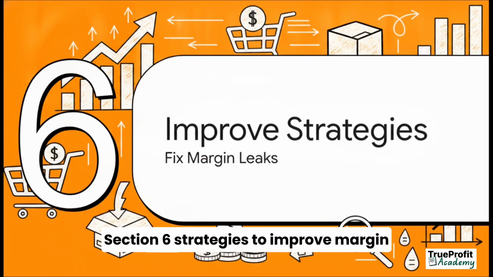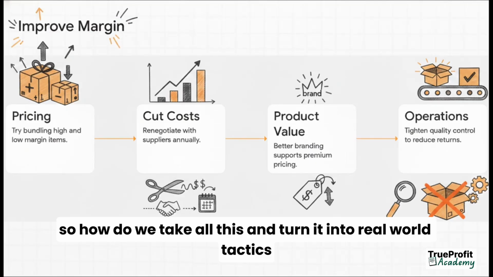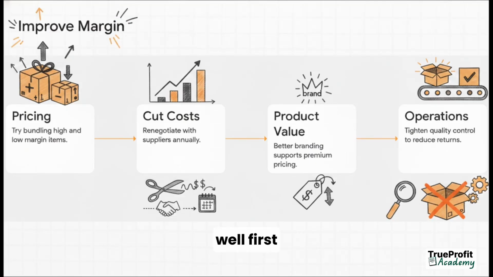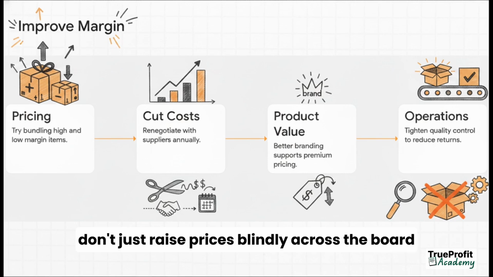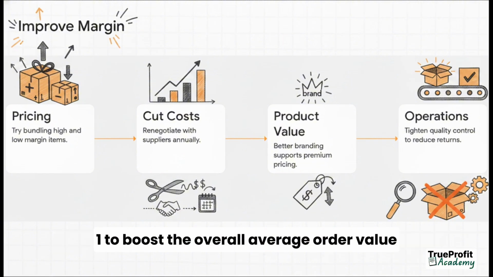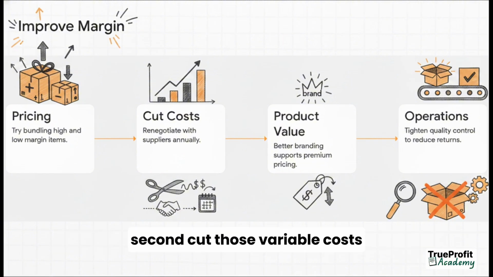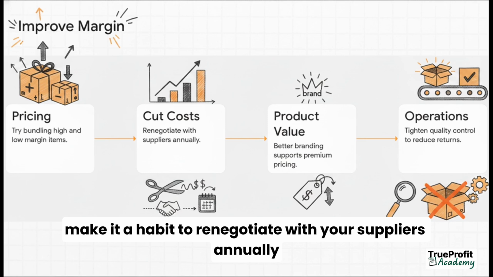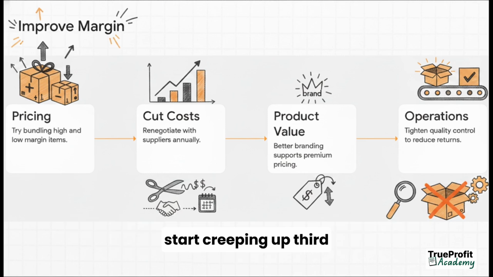Section 6. Strategies to improve margin. So, how do we take all this and turn it into real-world tactics? Well, first, adjust your pricing strategically. Don't just raise prices blindly across the board. Try bundling a high-margin item with a lower-margin one to boost the overall average order value. Second, cut those variable costs. Make it a habit to renegotiate with your suppliers annually or switch fulfillment partners if rates start creeping up.